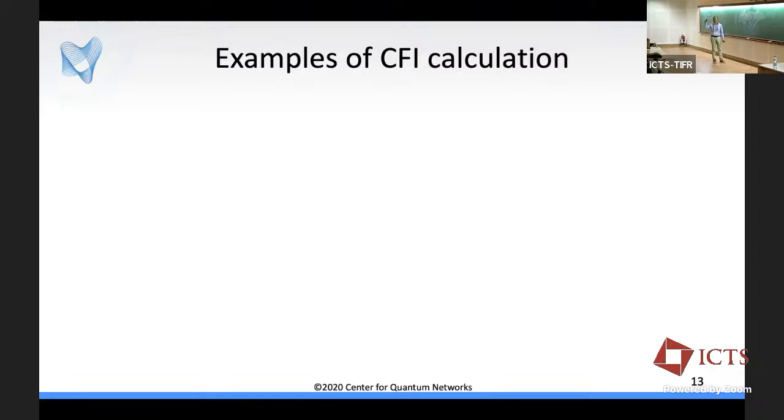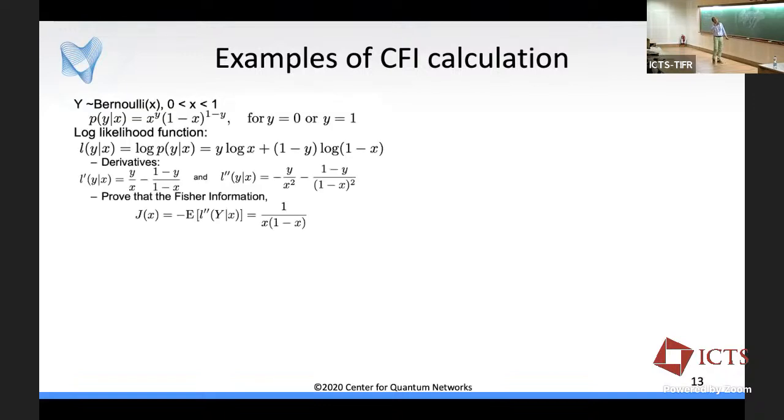So let me give you, actually there are many functions that work. Let me pick a simple one that is easy to work with. So let's look at that. So X to the Y times one minus X to the one minus Y.